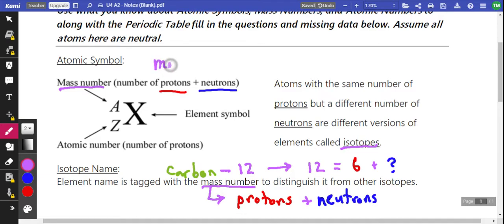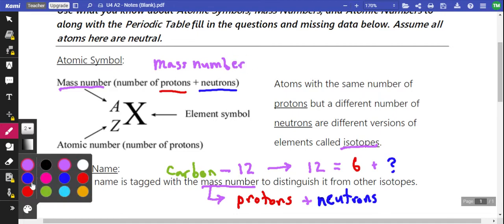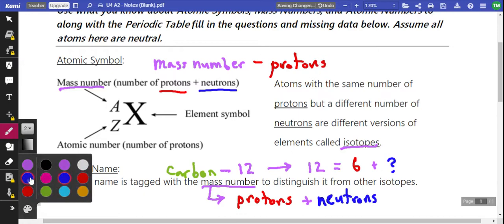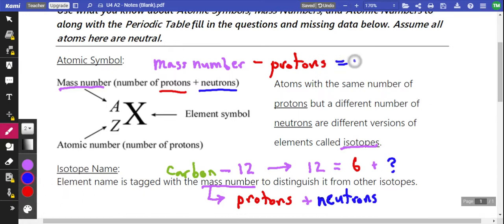So generally, mass number, let's do red, minus the number of protons is going to be equal to the number of neutrons. Okay, so in the case of carbon-12, this would end up needing 6 neutrons.